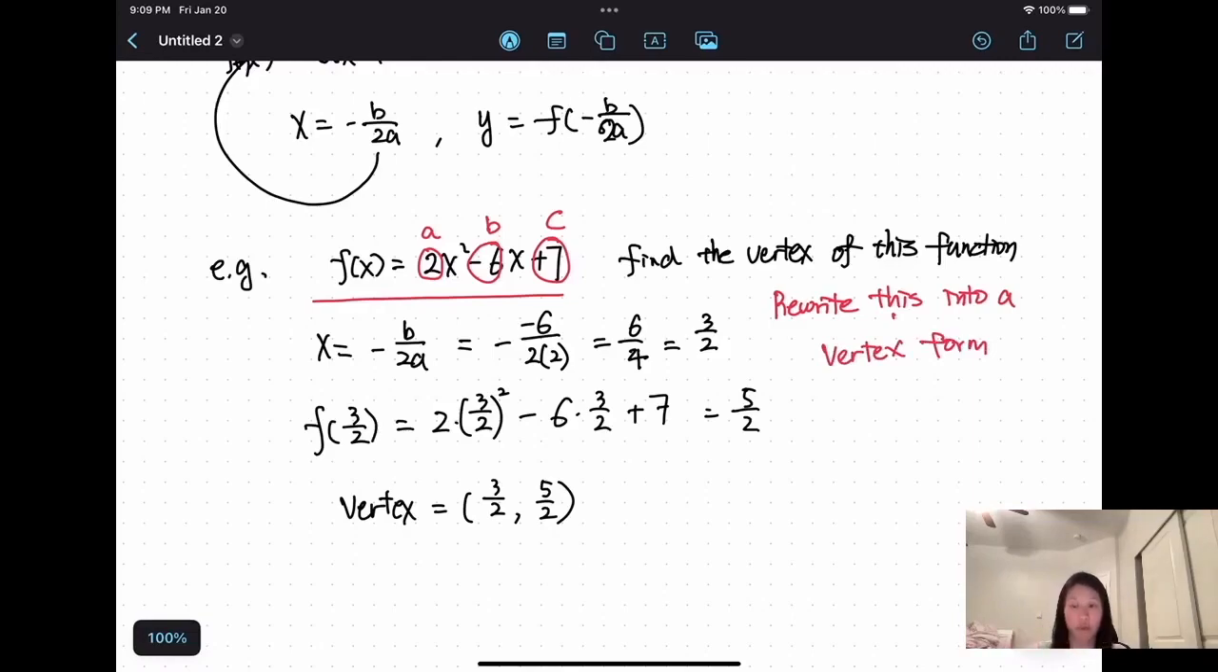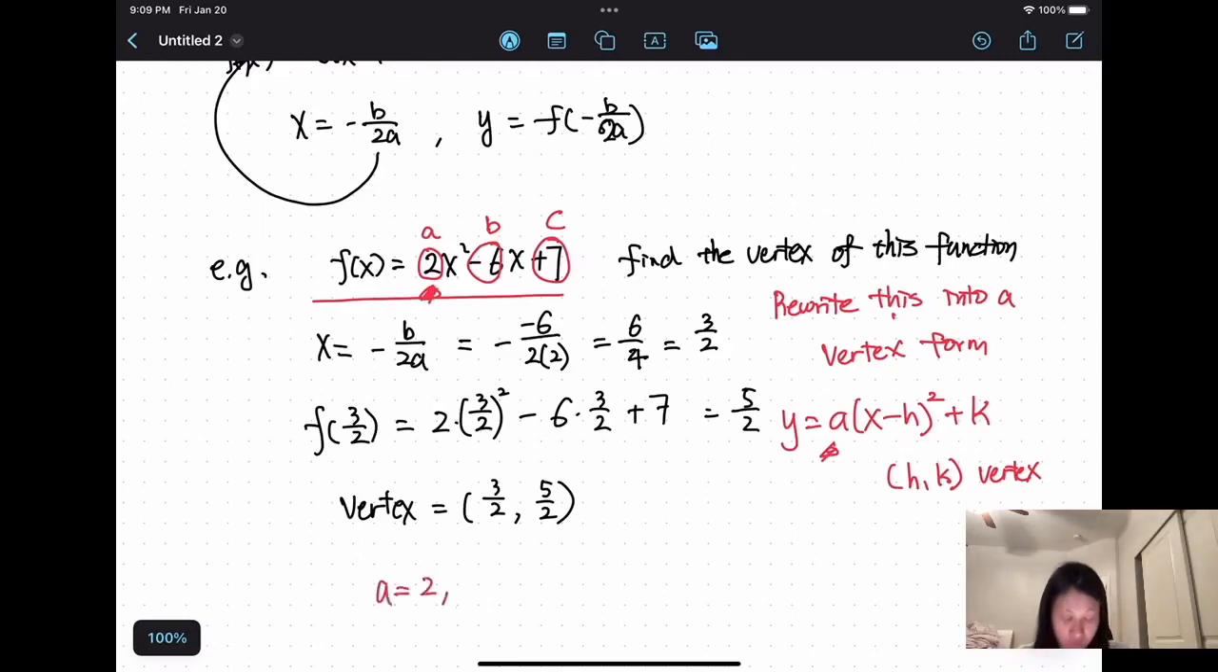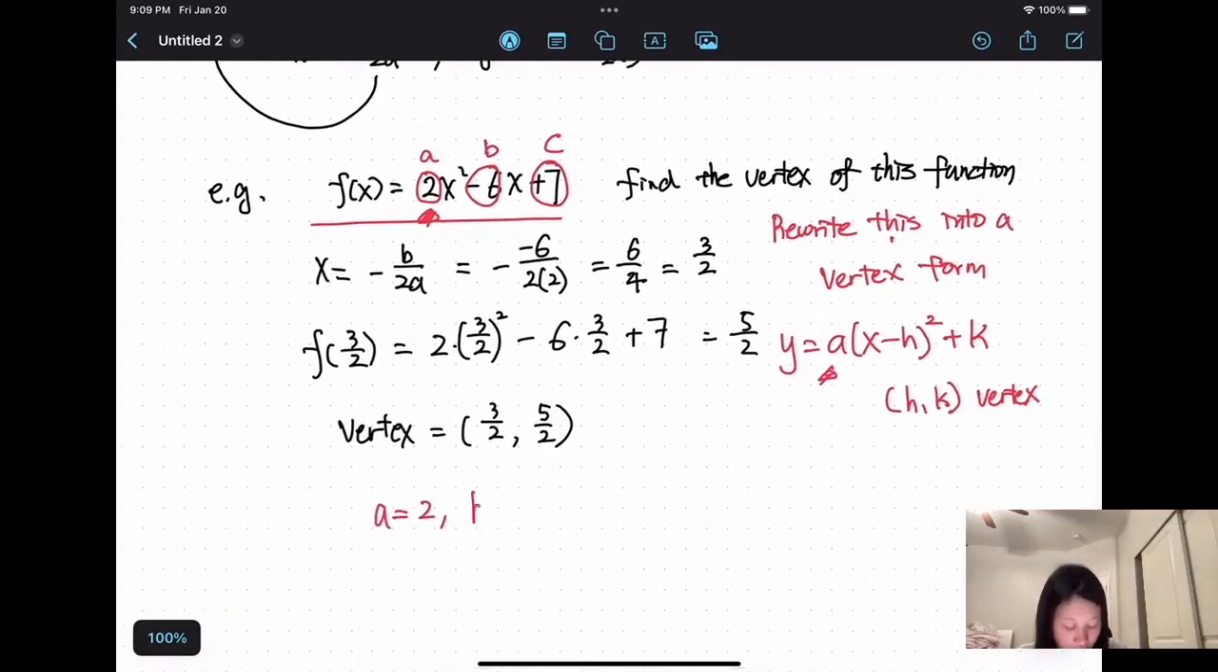So what does a vertex form look like? A vertex form is going to look like y equals a times (x minus h) squared plus k, where h and k is the vertex. So we have an a, right? a is equal to 2. We got a equals 2, and h equals 3/2. We found that. And k, the vertex, equals 5/2.